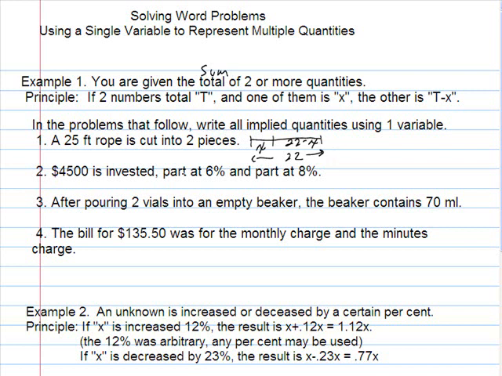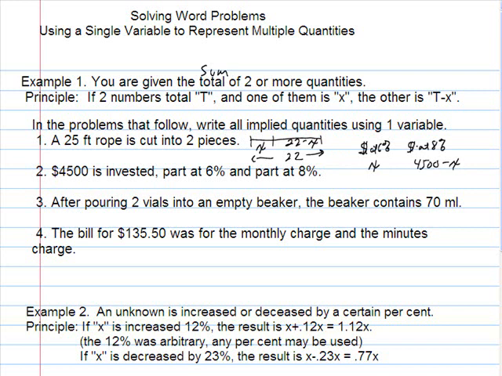Let's take a look at the second one. Here, instead of a total of 2 pieces of rope, we have a total investment. $4,500 is invested, part at 6%, part at 8%. So this time, instead of 2 piles of rope, we got 2 piles of money. We got money at 6%, that is, it's earning 6% per year, and money at 8%. And when you add the 2 together the total is $4,500. So if I let X be the amount of money invested at 6%, then according to my principle, 4,500 minus X is the part invested at 8%.